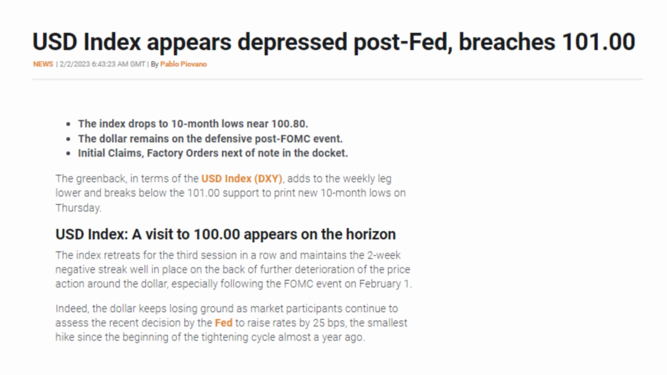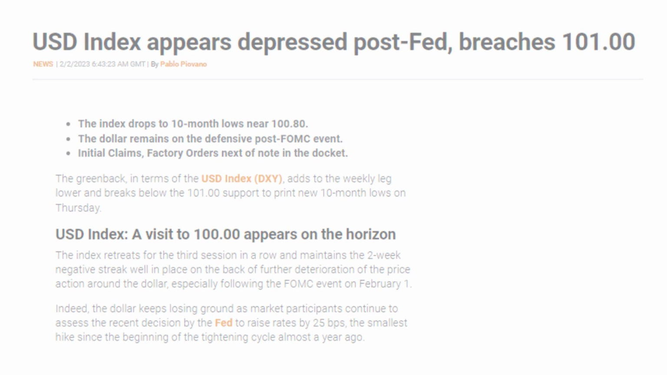The index retreats for the third session in a row and maintains the 2-week negative streak well in place on the back of further deterioration of the price action around the dollar, especially following the FOMC event on February 1st. Indeed, the dollar keeps losing ground as market participants continue to assess the recent decision by the Fed to raise rates by 25 bps, the smallest hike since the beginning of the tightening cycle almost a year ago.